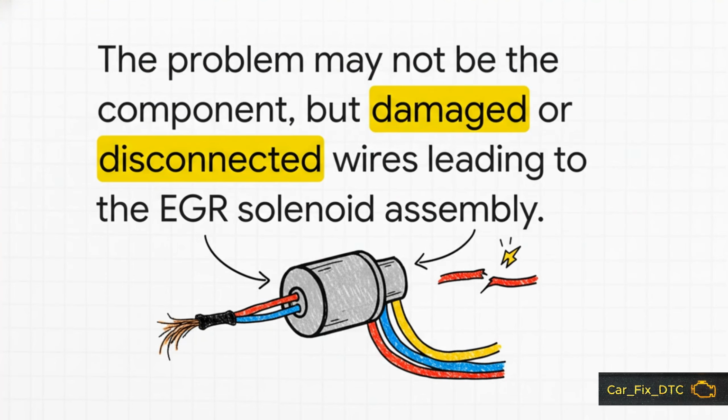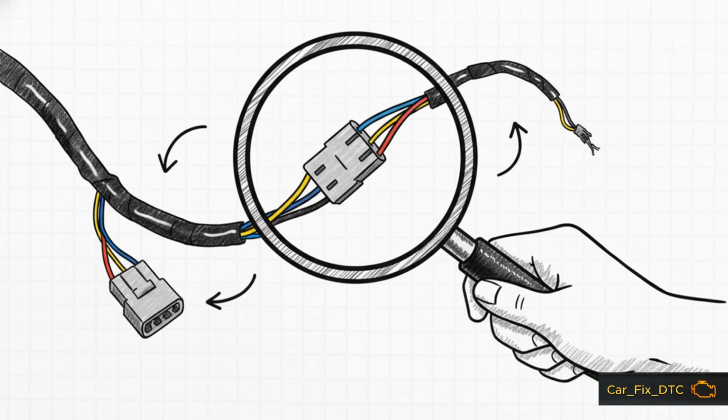First up is the EGR solenoid assembly. You know, a lot of the time, the problem isn't even the part itself, it's the wires going to it. If those wires get frayed or cracked or even just unplugged, boom, you get the code. And this is exactly why you always start here.